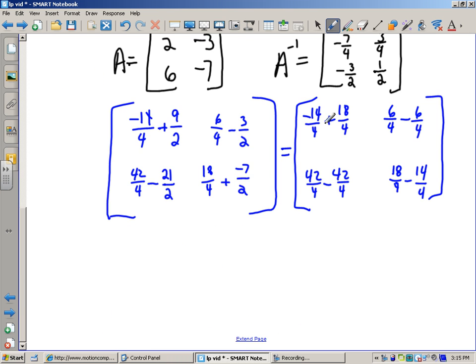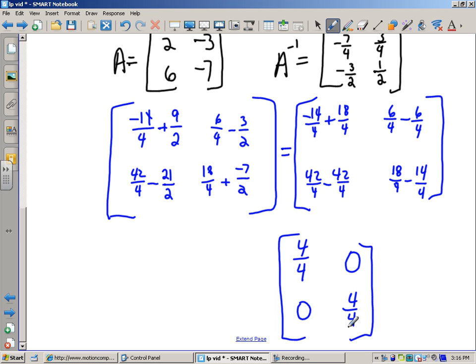One last step. We can simplify some of this. We have negative 14 plus 18, that's 4/4. 6/4 minus 6/4, that's 0. 42/4 minus 42/4, that's 0. And 18 minus 14, of course, is 4. So we have 4/4. And as you well know, this is actually a 1. This is actually a 1. So we have 1, 0, 0, 1, which is the identity matrix.